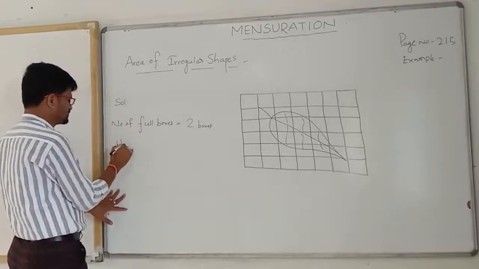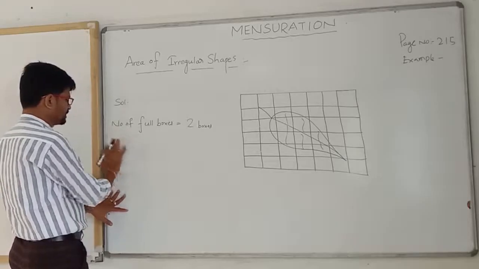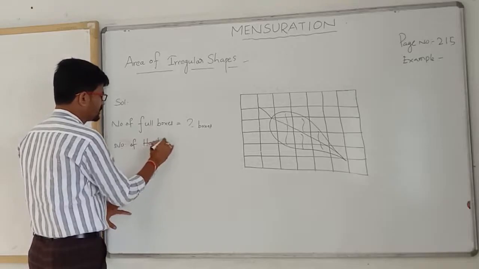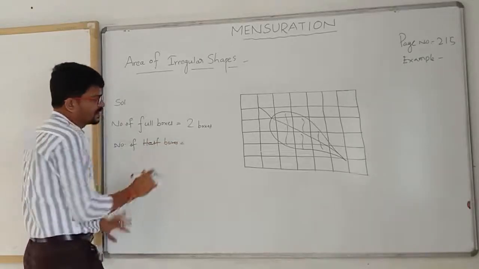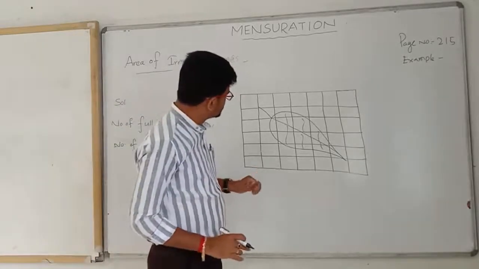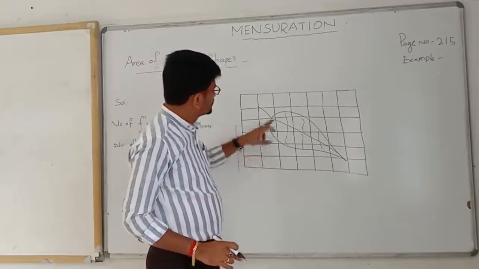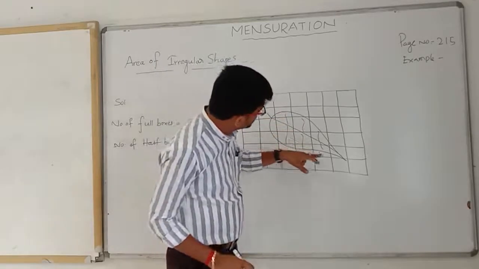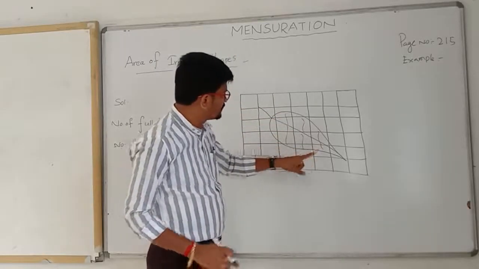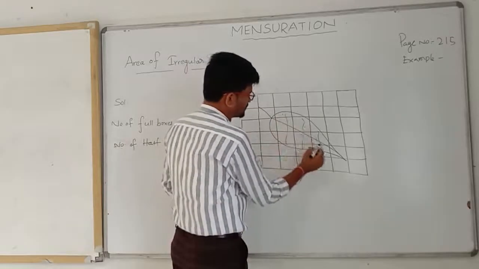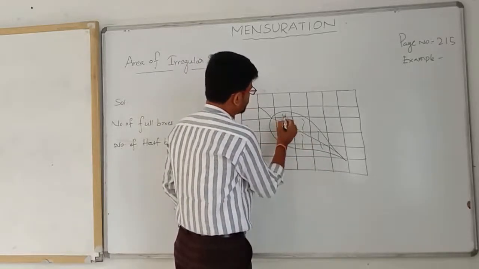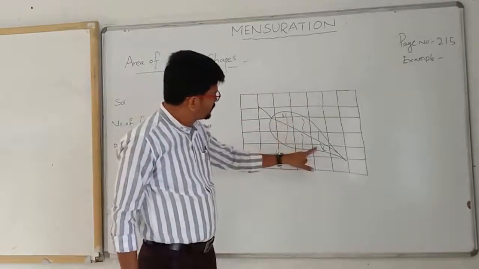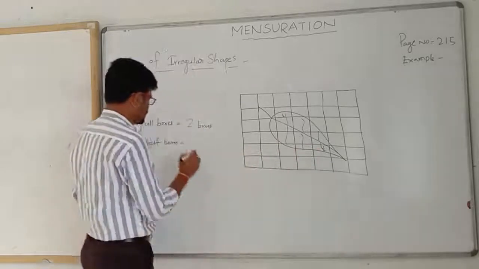Number of half boxes. Approximately half means, see, this one we can consider as half, 1, and approximately this one we can consider as half, 1. Total how many half boxes are there? 2 boxes.